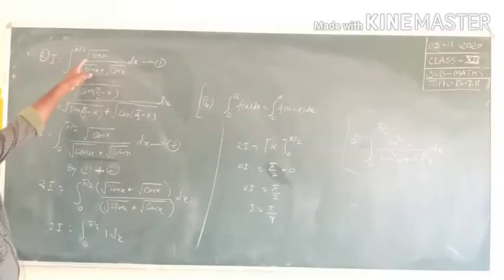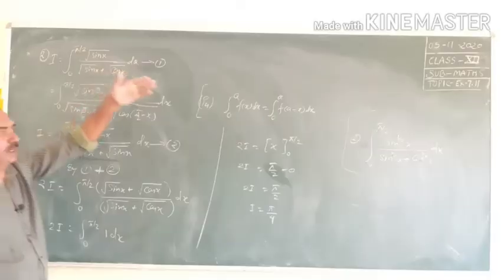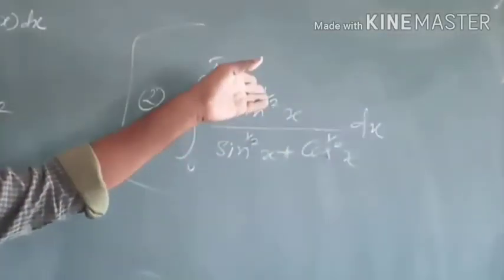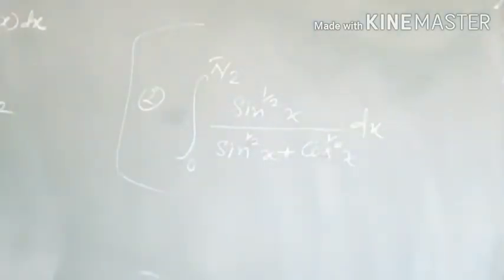So in this question, under root means power is 1 by 2. Let's see here, this is power 1 by 2. So in place of 1 by 2, if you write 3 by 2, there is no problem. 3 by 2, 5 by 2, 7 by 2, there is no problem. Once again, you will get the same answer, pi by 4.